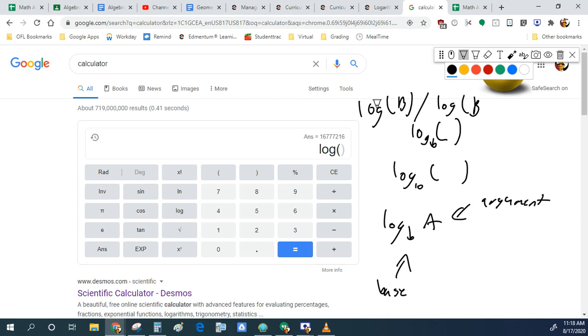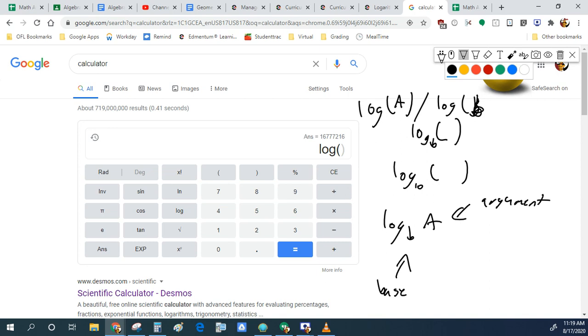So if we want to use this scientific calculator, what we're going to have to do is do log base 10 of our argument. So let me erase this now that you guys know what an argument is. So log base 10 of our argument divided by log base 10 of our base. Does that make sense?